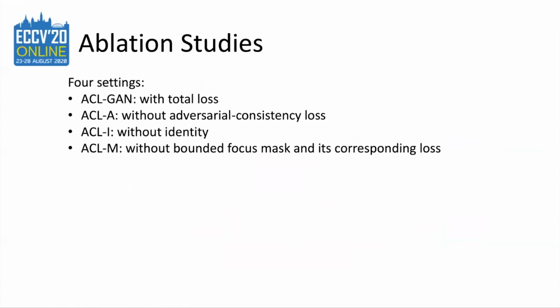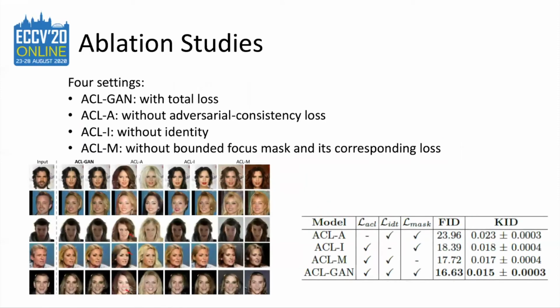Quantitatively, we observe that our adversarial consistency loss successfully helps to preserve important features of the source image in the translated image, compared with the setting of ACLA, which already has identity loss and bounded focus mask. For example, as the red arrows on results of ACLA show, without adversarial consistency loss, the facial features such as skin color, skin wrinkles, and teeth are difficult to maintain, and the quantitative results are the worst.